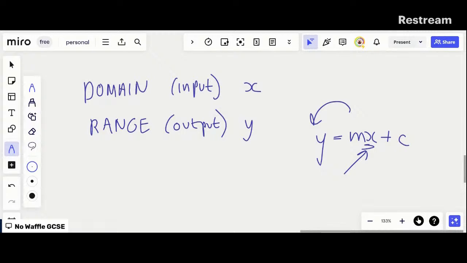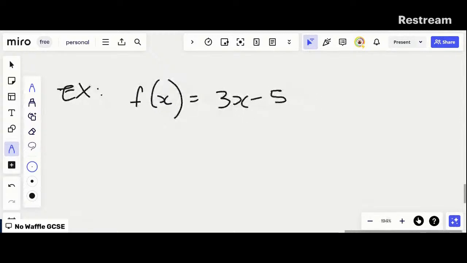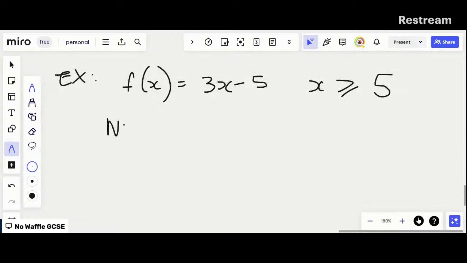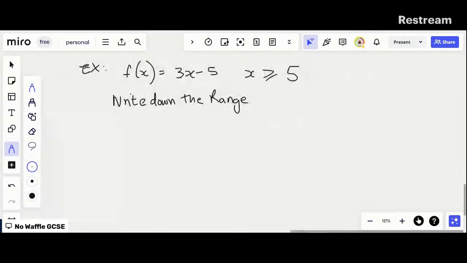Okay, now let's look at some examples in which you can be asked about this. So first example, and try these examples on your notes if you want. You're given a function, often presented as f of x, is equal to 3x minus 5. And you're given a restriction on the domain. Now you're asked to write down the range for this function. So how would you go about doing this?